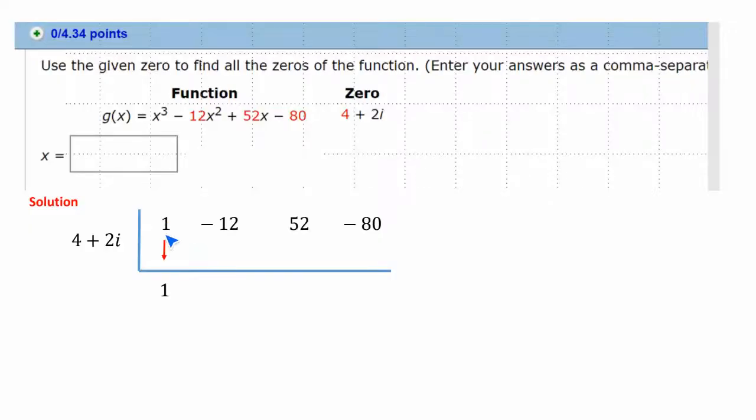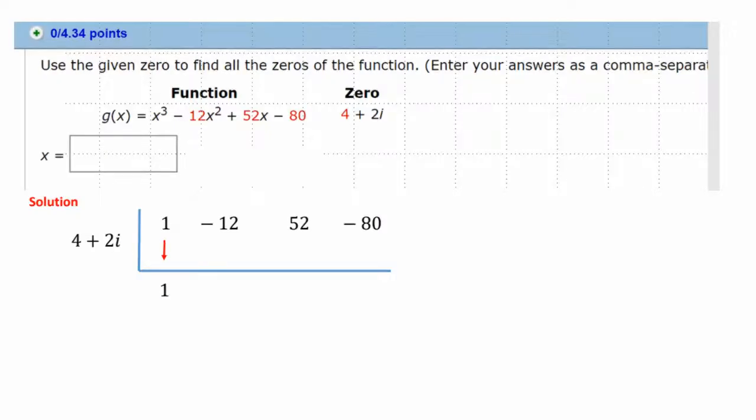So I'm going to bring the 1 down, and then I'm going to multiply 4 plus 2i times 1. So 4 times 1 is 4, and 2i times 1 is 2i. So I put that result in here. In order to add it to negative 12, I can only add the real part. So negative 12 plus 4 is negative 8 plus 2i.